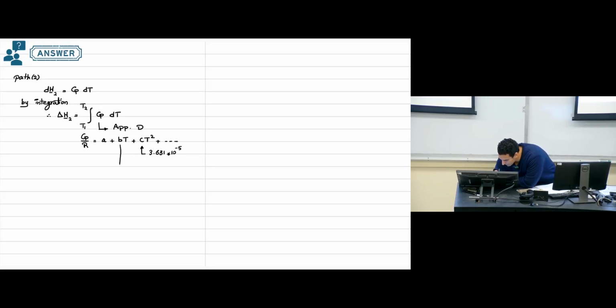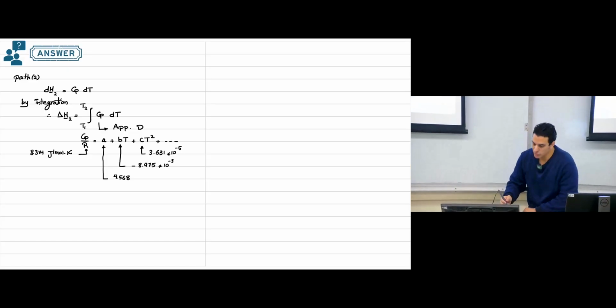The value of B, also we'll find from the appendix, is negative 8.975 times 10 to the power negative 3. The value of A, also from the appendix, this will be 4.568. And the ideal gas constant, just to be consistent with the SI system, we will select 8.314 joule per mole Kelvin.